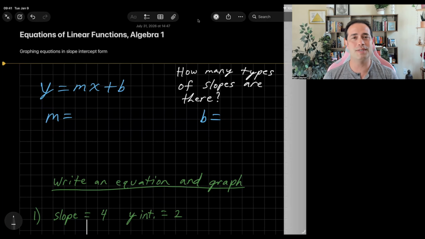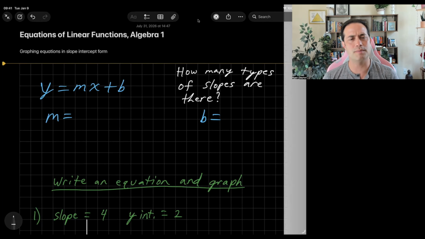Well, what's cool about this name is that slope-intercept form literally tells you the two things that you need in the format, and that is the slope and the y-intercept. So let's take a look at the format. It is written down right here at the top left. Y equals mx plus b.